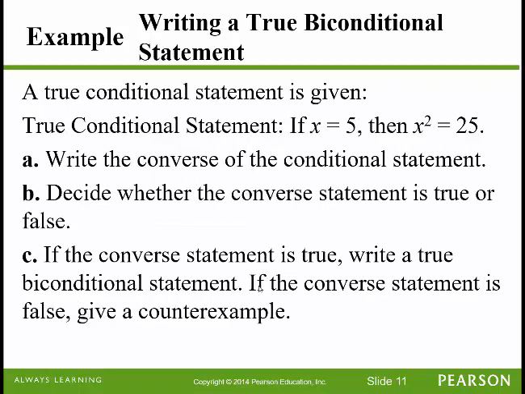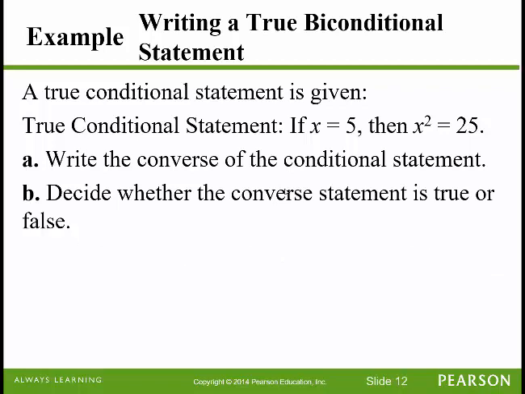All right, let's do another one. A true conditional statement is given here: if x is equal to 5, then x squared equals 25. Let's do the same things. Let's write the converse of the conditional statement, decide whether the converse statement is true or false, and then if the converse statement is true, write a true biconditional statement. If it's false, give a counterexample.